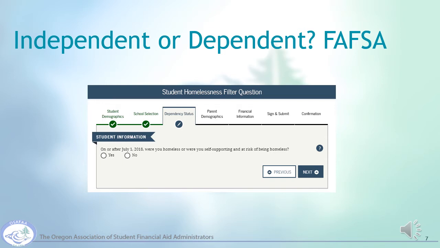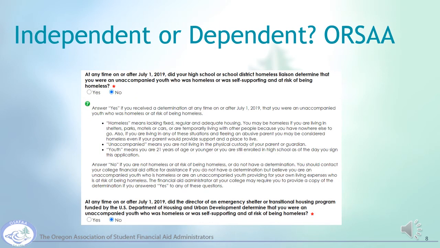This is a FAFSA screenshot. If a student answers yes to this question, the next page will display follow-up or clarifying questions for the student. This is a screenshot of a homeless question on the ORSAA application. Notice that instead of an option to display help or instructions for a question, the instructions and help text are automatically displayed. When you're working with an ORSAA student, this can lead to longer completion times, as the student and family often want to take the time to read the instructions for each question, even when the question doesn't pertain to them.